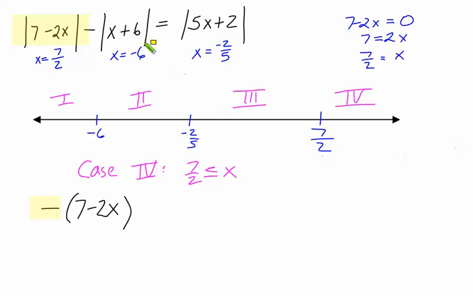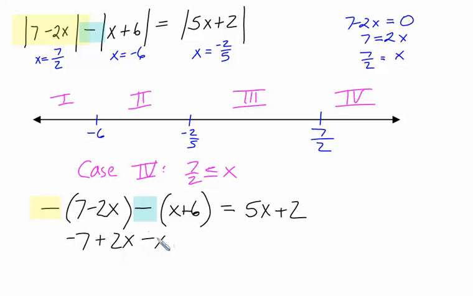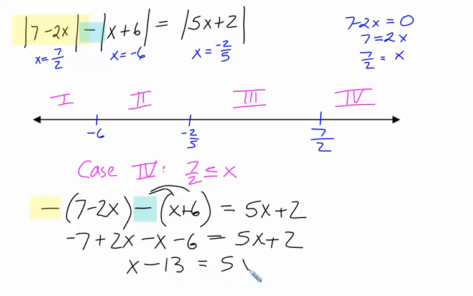Now for the second one, if we plug in x equals 10, that's positive, but don't forget we have to leave the symbol alone. So we just take off the absolute value signs without changing the symbol. And over here, if we plug in x equals 10, that's positive, so we can just remove the absolute value symbols when we're in this region. So now we distribute, we get negative 7 plus 2x minus x distributing, be careful to do that, minus 6 equals 5x plus 2. Combine our like terms, x minus 13 equals 5x plus 2.